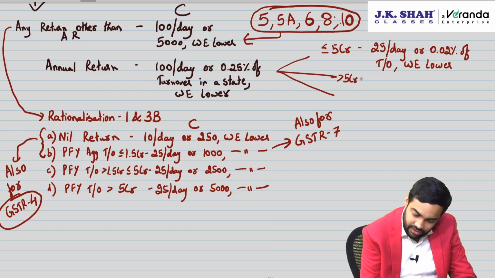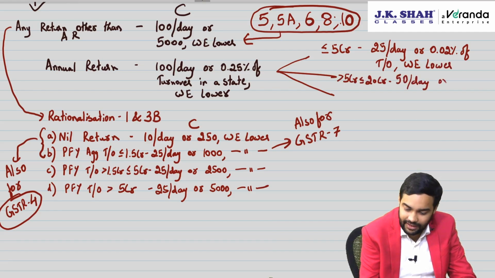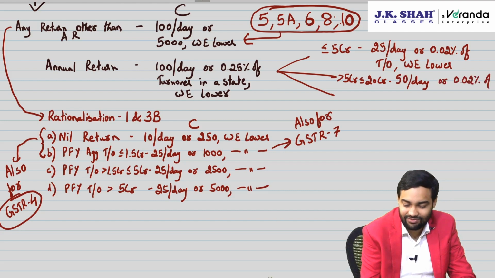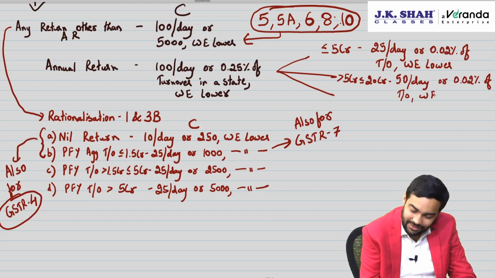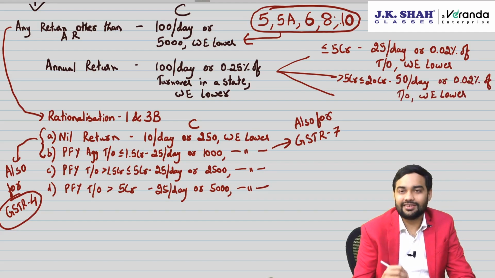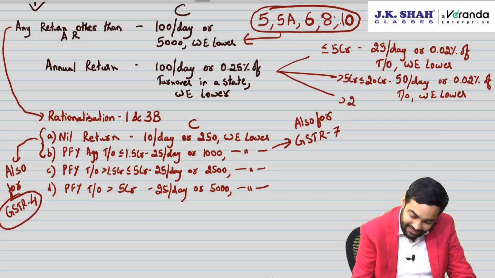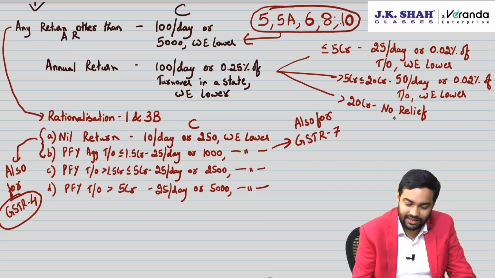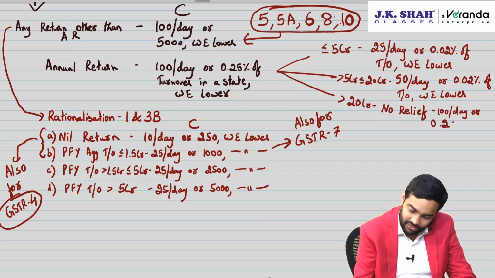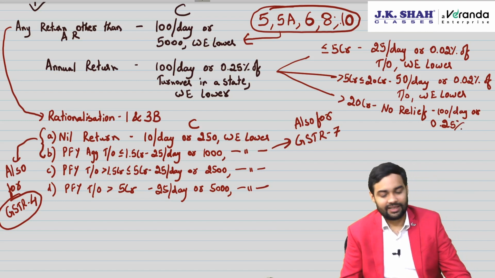More than 5 crore up to 20 crores, 25 rupees per day is replaced by 50 rupees, and then this remains same, 0.02% of turnover remains same. So the only difference between up to 5 crore and more than 5 crore is 25 rupees, and more than 20 crores no relief. No relief meaning, sir? No relief meaning the same thing will apply, that is 100 rupees per day or 0.25% of turnover. So this is how the late fee looks as of now.